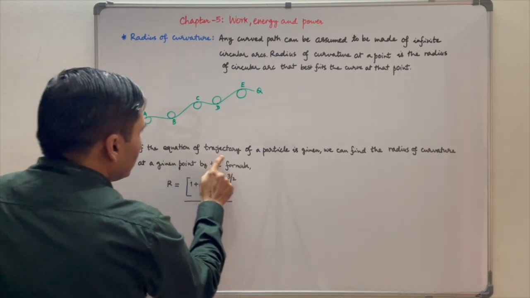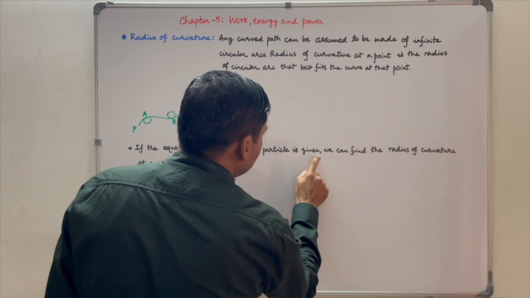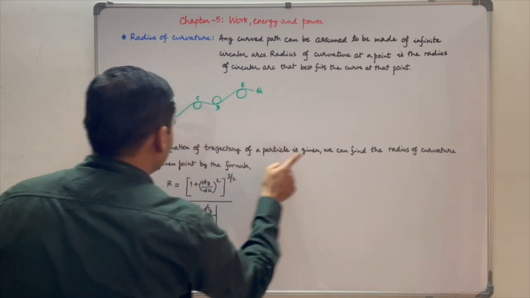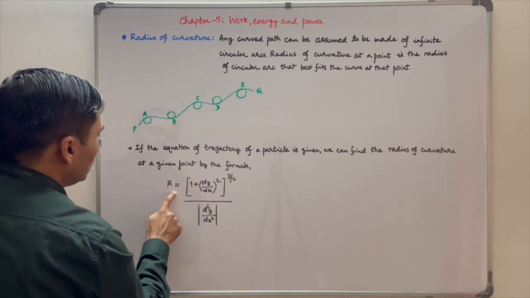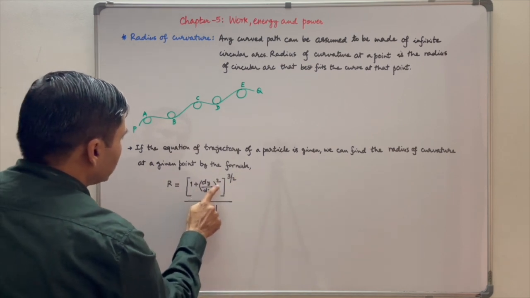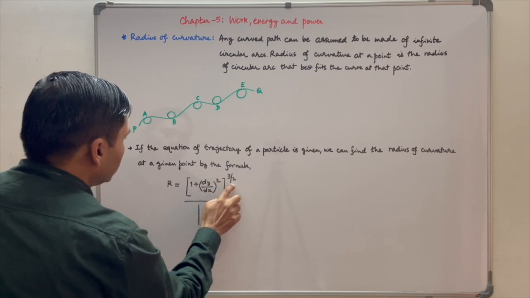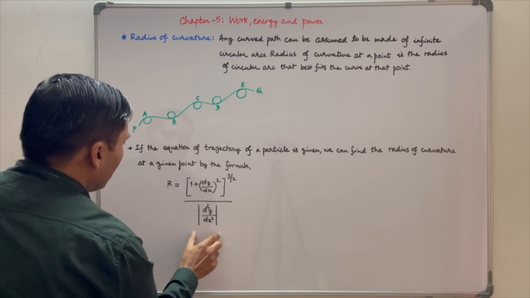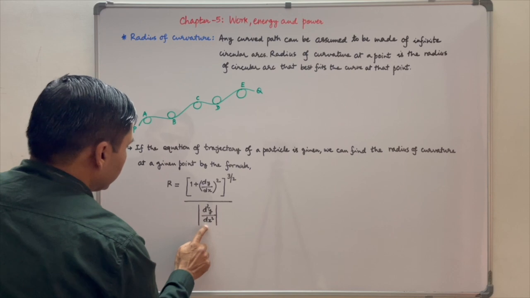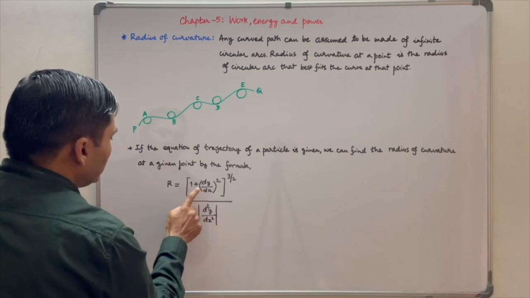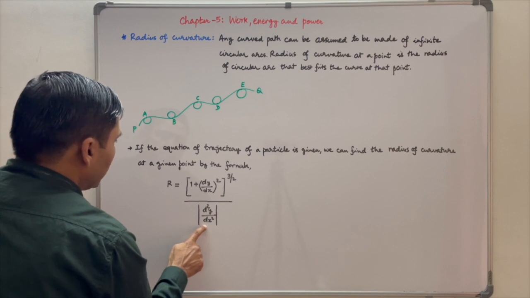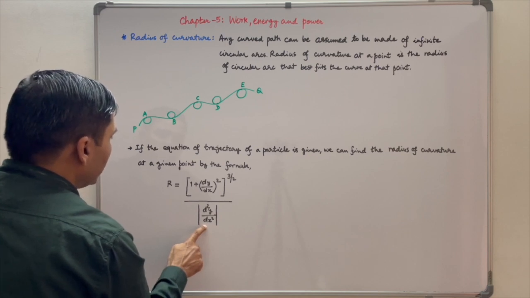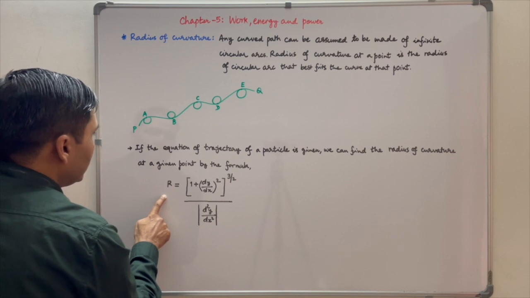If the equation of trajectory of a particle is given, we can find the radius of curvature at a given point by the formula r is equal to (1 plus (dy by dx) whole square) whole to the power 3 by 2 upon mod of d square y upon dx square. First, we need to find dy by dx and d square y by dx square at that particular point and then put them in this formula. Let us see one question based on this.